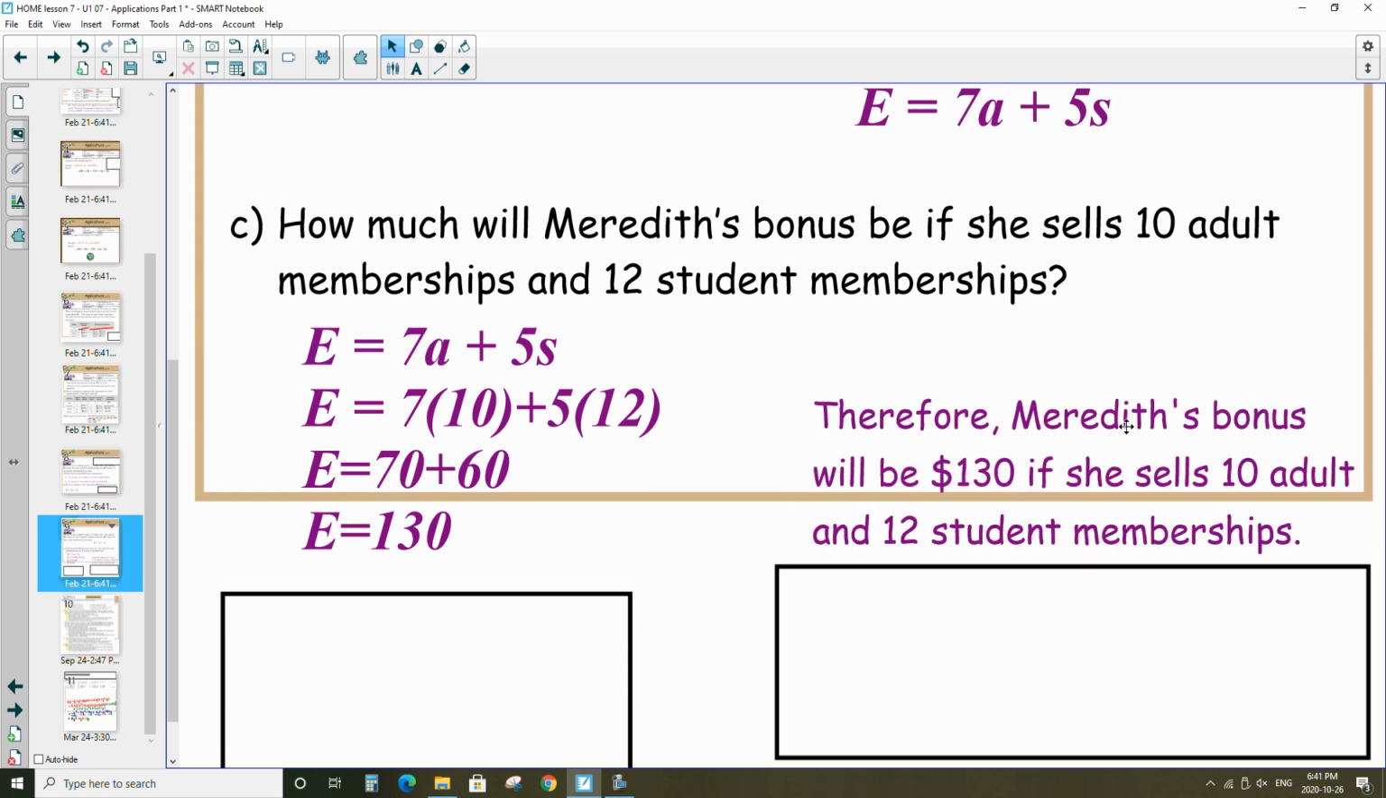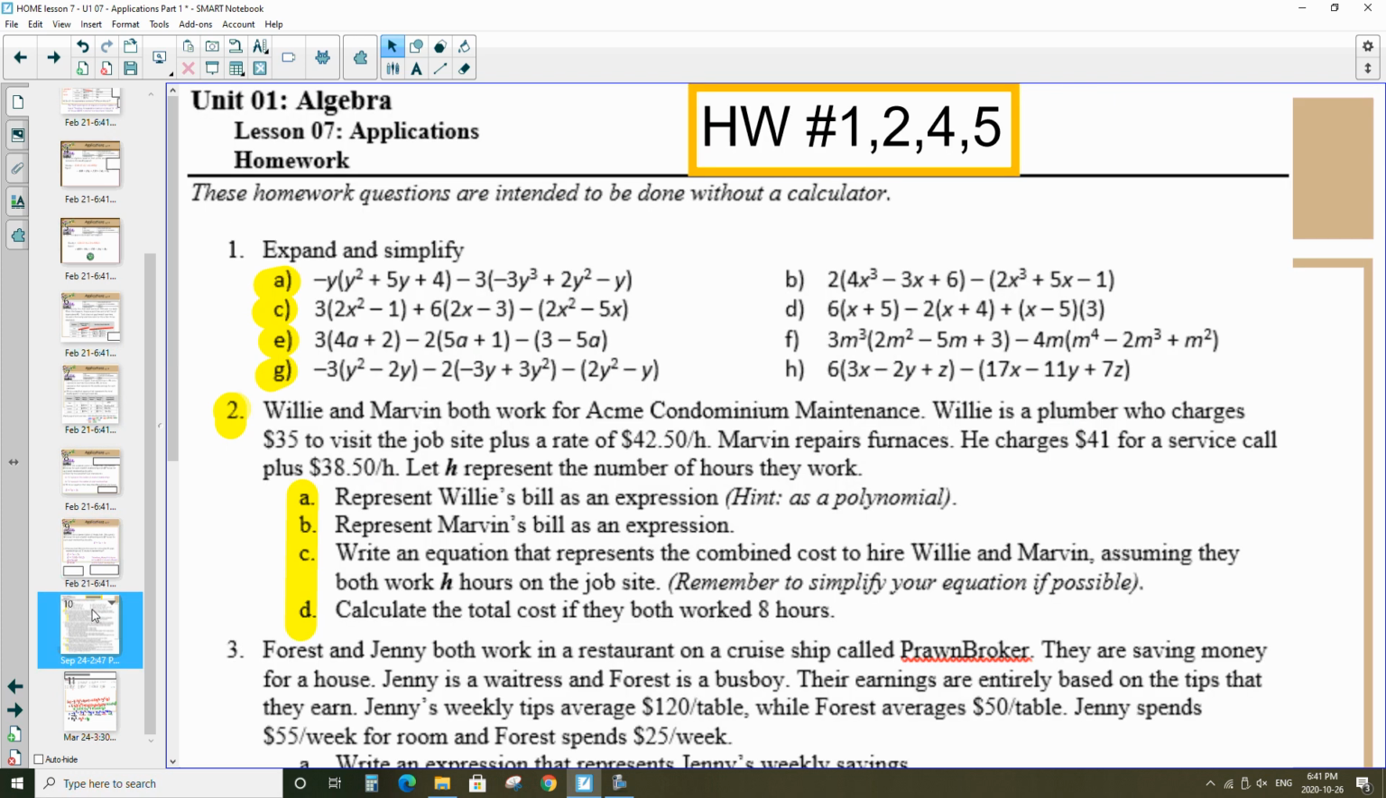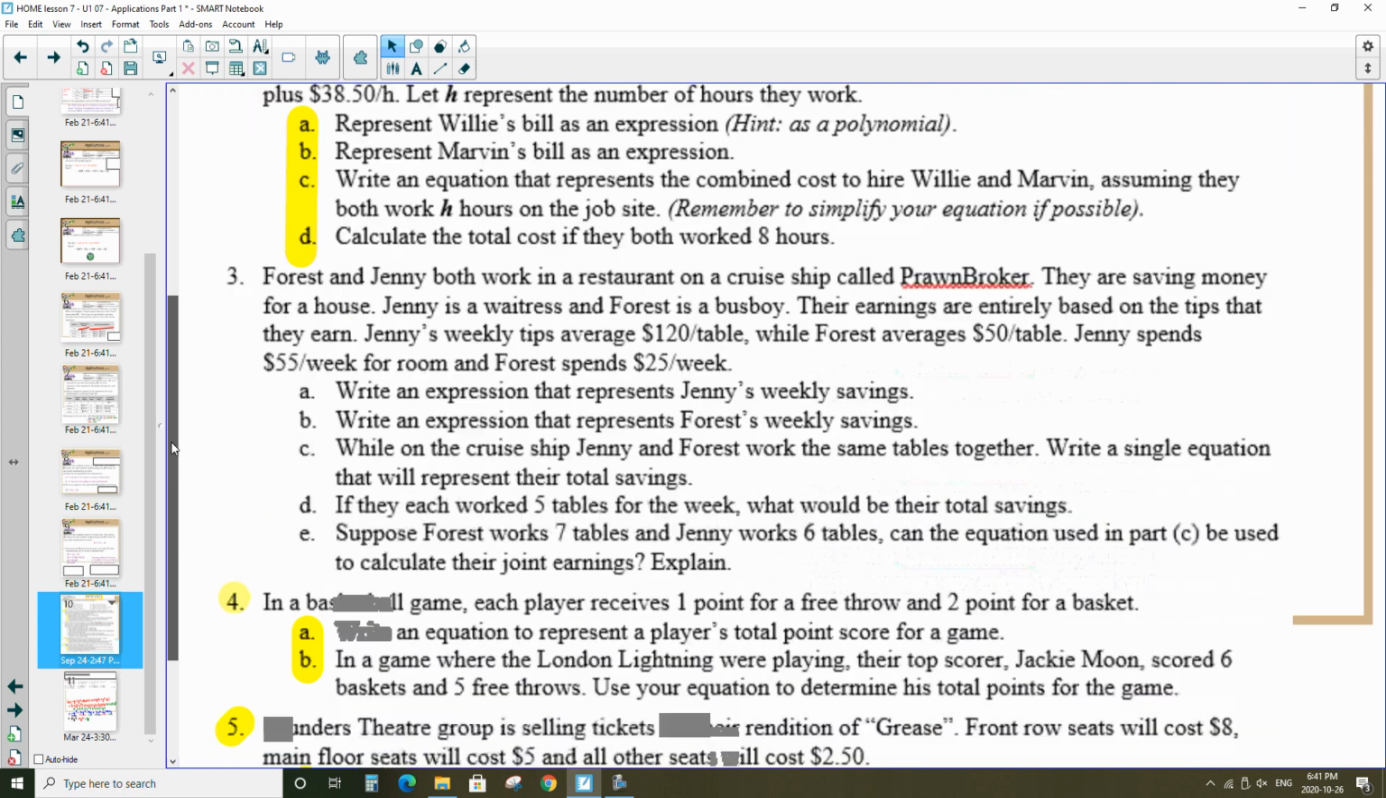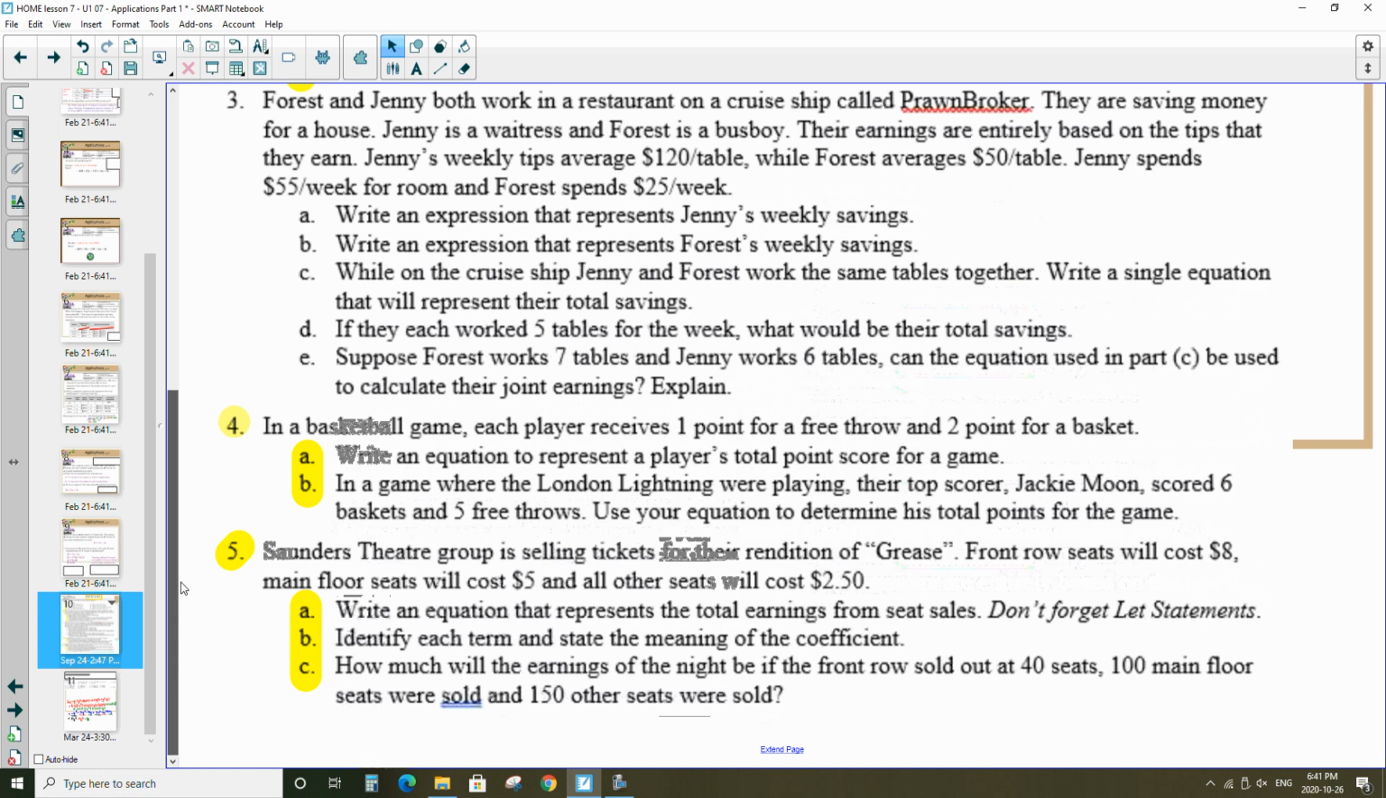And you should have a therefore statement. So therefore Meredith's bonus will be $130 if she sells 10 adult and 12 student memberships. And that's it. So your homework is going to be numbers 1, 2, 4, and 5 that are listed here. I'm going to attach these to the Google post as well, so you can see it there.